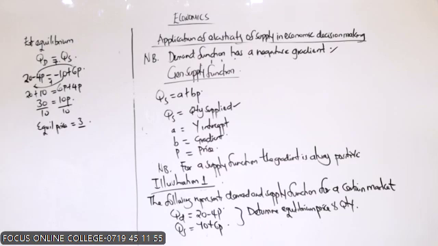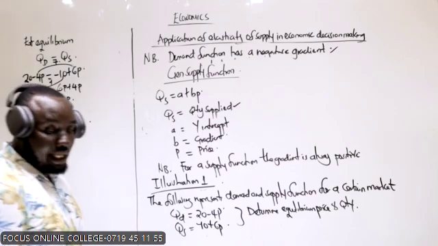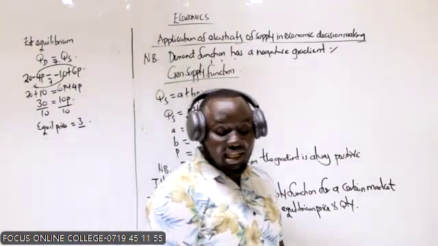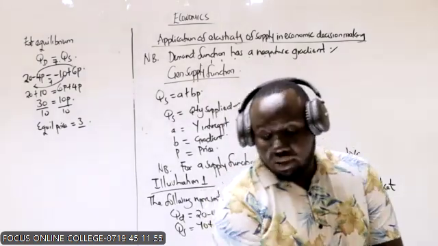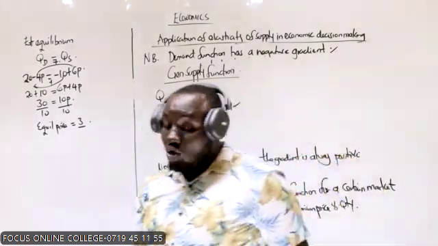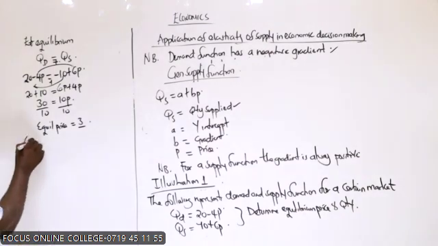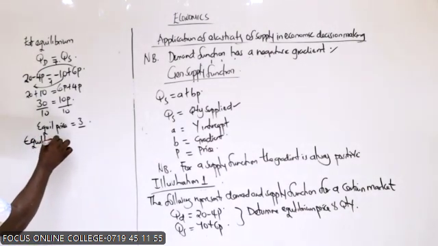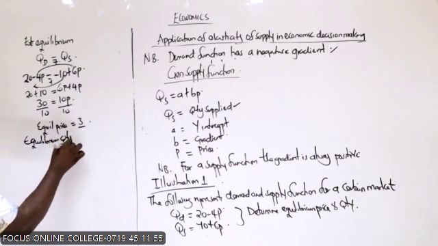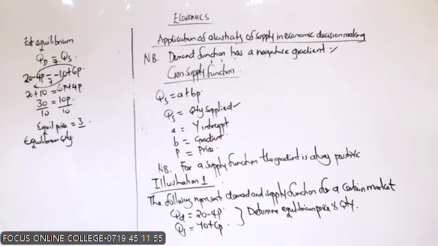Are you getting equilibrium price as 3? Give me a yes if you're getting it. So how do I get the equilibrium quantity?